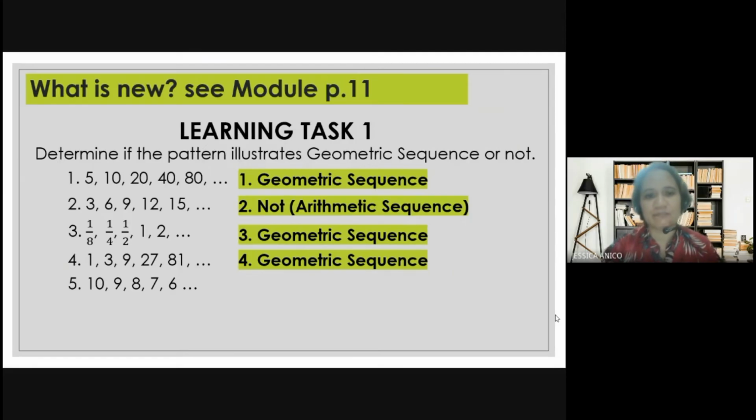Number 5: 10, 9, 8, 7, 6. So this is an arithmetic sequence. It is not a geometric sequence. The common difference here is -1. Given the sequences in learning task 1, you can now identify if the given sequence is a geometric sequence.